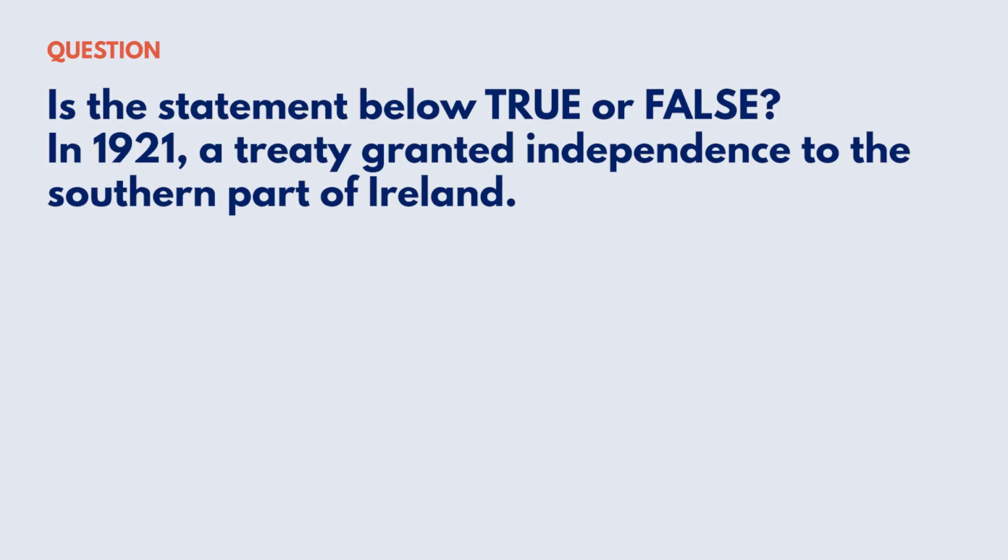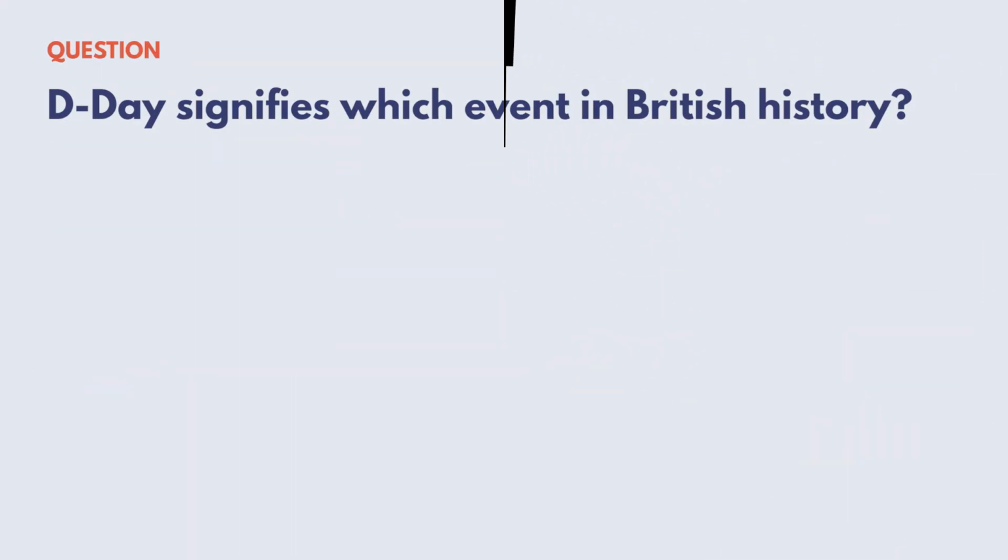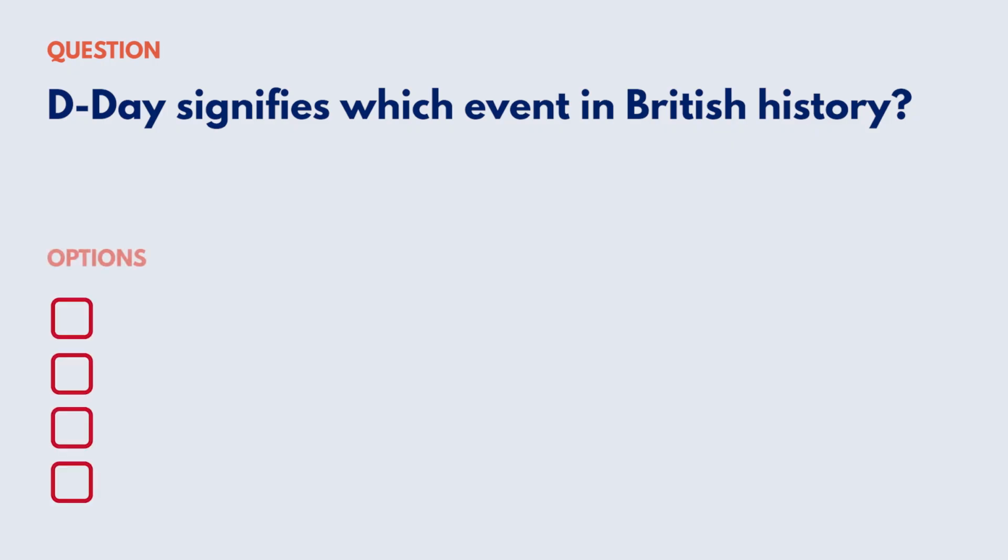Is the statement below true or false? In 1921, a treaty granted independence to the southern part of Ireland. True. False. Correct answer: true.